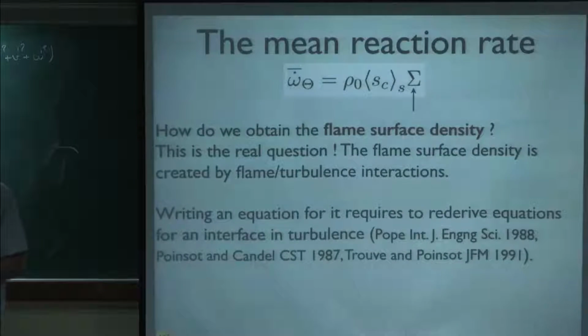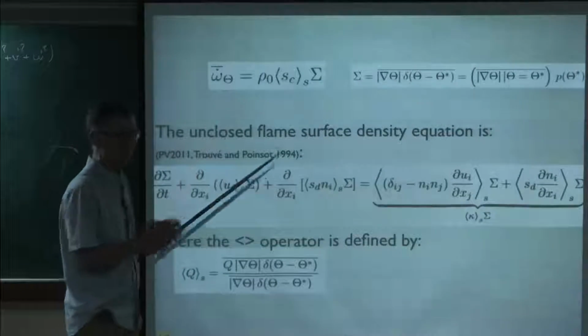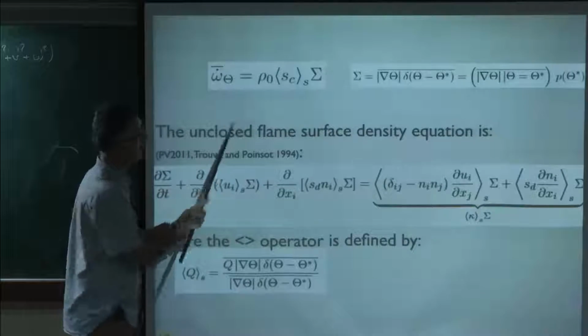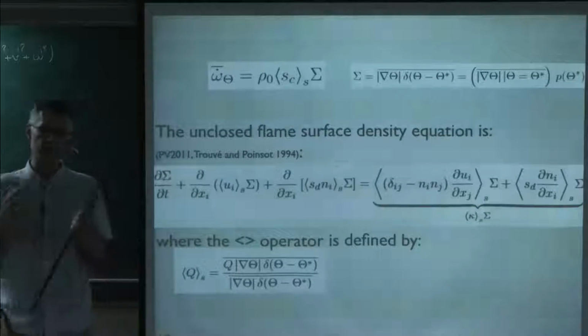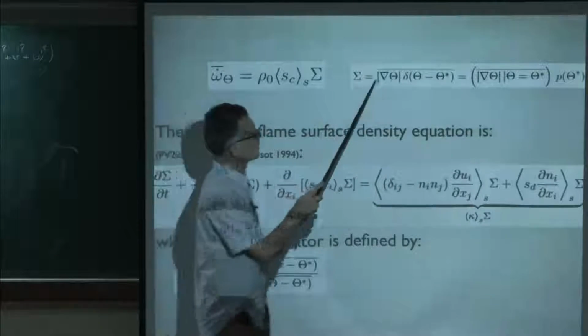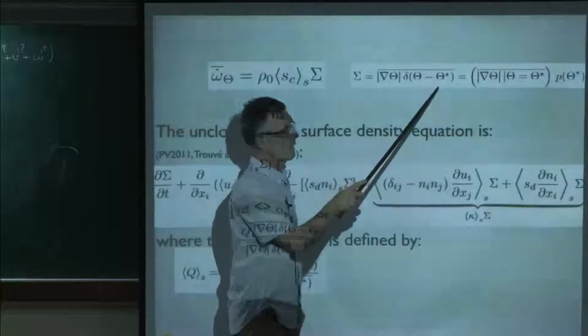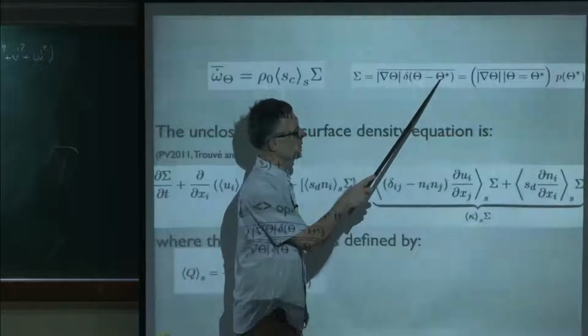Now, I have to do it, so I'll do it now. The equation for the flame surface density is not fun. Sigma itself, when I told you sigma is the surface, you have to realize it's not really like this. It's an average quantity, because sigma is the mean of the surface in the domain where you are, at the value of the flame, where you locate the flame.